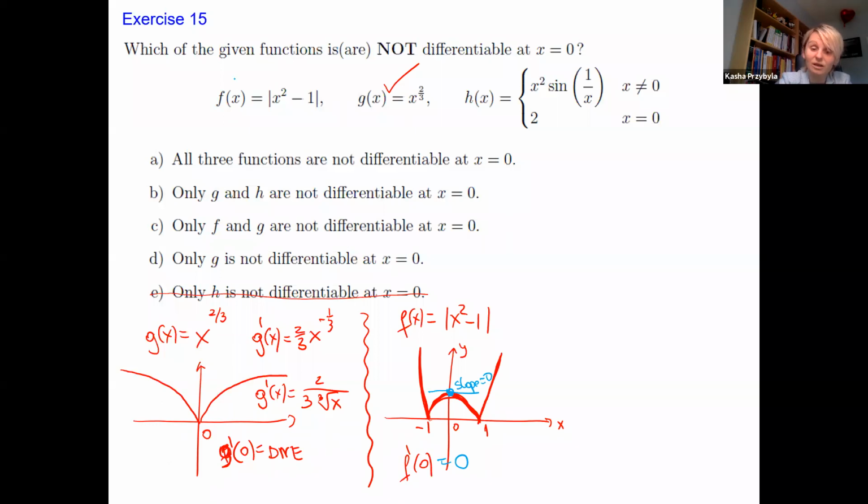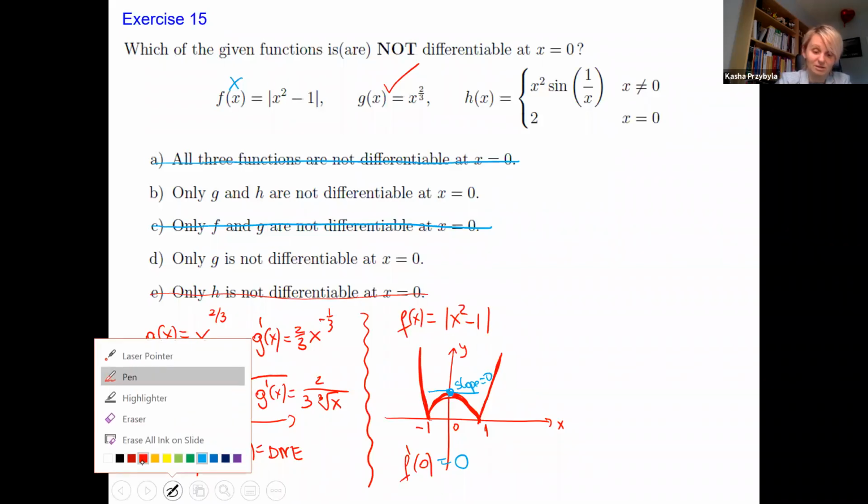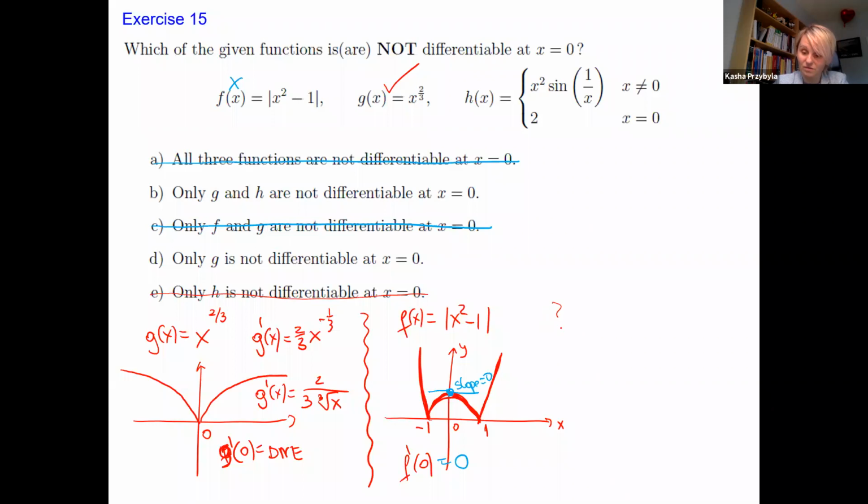That function f is not my answer. That means I can remove this. Now it's only g or h. And let's take care of the h function. Yeah, h function, what do we see? We definitely see the same formula on both sides of 0, but something different at 0. Okay? That means the value at 0 is 2.